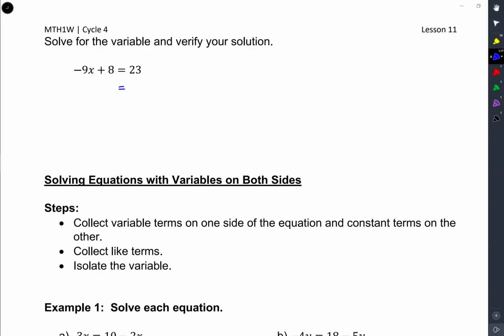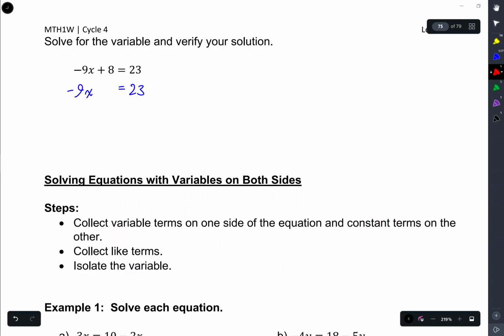But in this case, I've got a letter on the left, x is on the left. I've got 23, a number, on the right. So I'm going to move my numbers to the right and my letters to the left. So 23 is a number. We'll keep it on the right. -9x has the x term in it, so we're going to keep that letter on the left. And then that +8 there, that's a number, so we're going to subtract 8 from both sides.